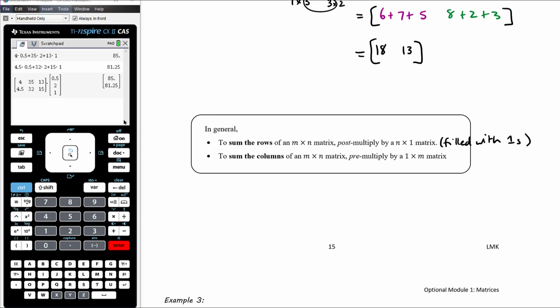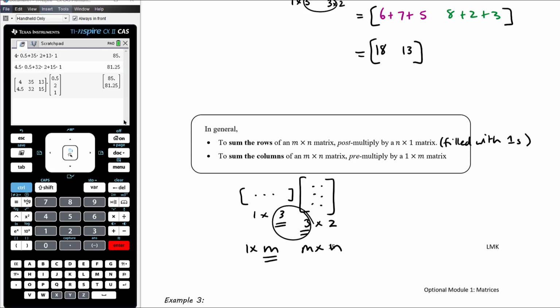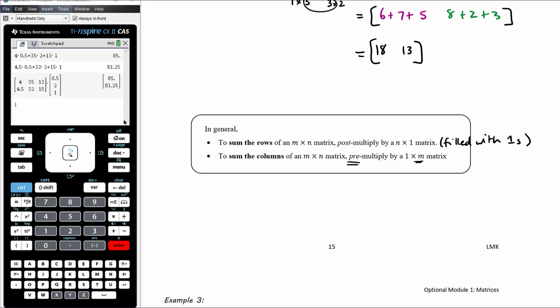To sum the columns of an m by n matrix, so we just had a 3 by 2 matrix, and to sum the columns, we had a row matrix before that. Okay, so it has the same number of columns as this one has rows. So therefore, if this was an m by n matrix, this would need to be 1 by m. So we pre-multiply. The summing matrix goes before the matrix that we're trying to calculate the sums of, by a 1 by m matrix. And again, that's a 1 by m matrix that is filled with ones, if what we want to do is sum.